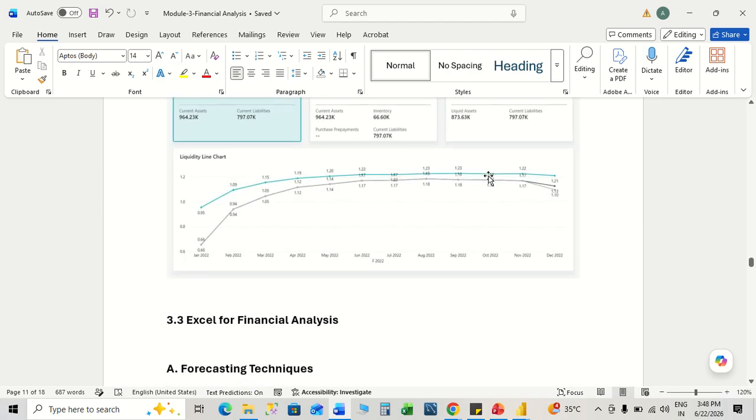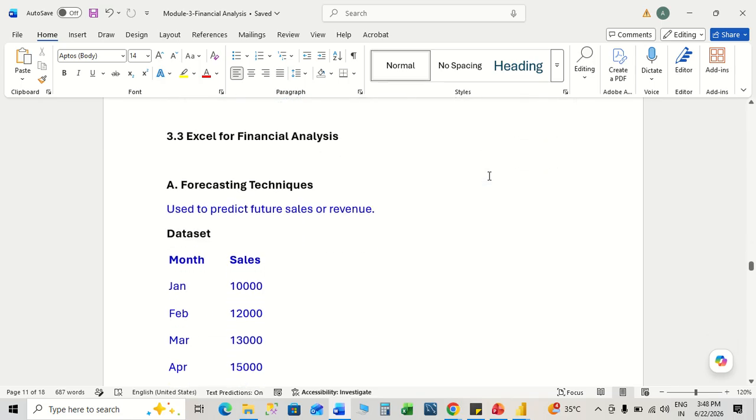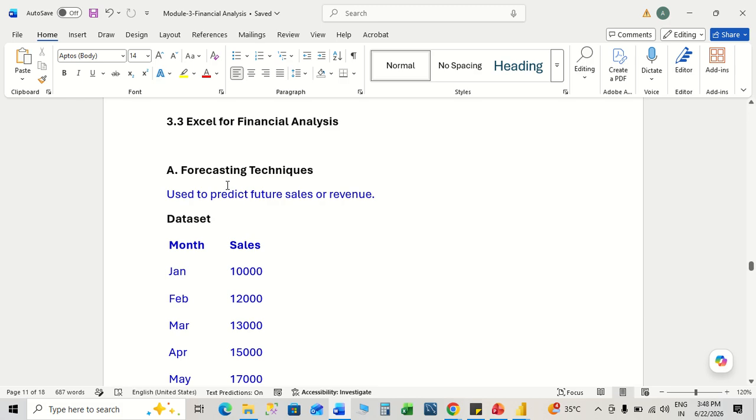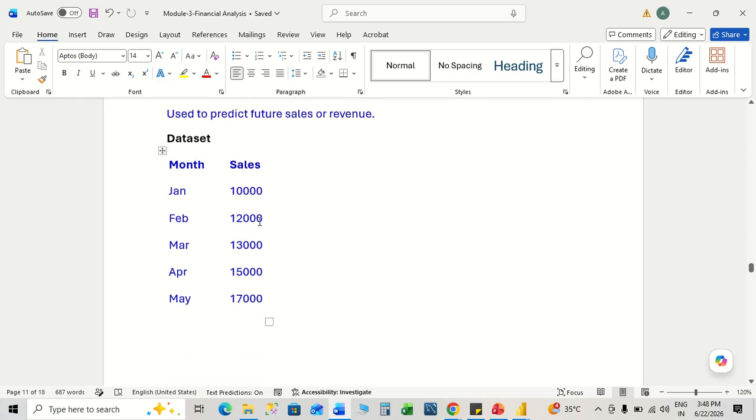So first, Excel for financial analysis. We can store the data in Excel, we can analyze the data, we can create charts, everything. Then the forecasting technique. How to forecast? It is used to predict future sales or revenue. How to predict? Let's suppose there are sales for Jan, Feb, March, April, May.